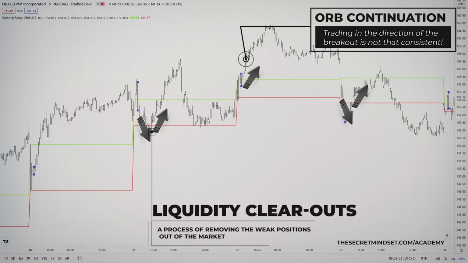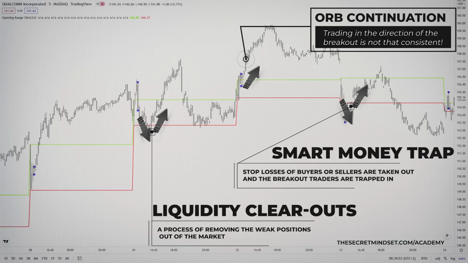Liquidity hunting can be explained as the process of removing the weak positions out of the market. Smart money will trap retail traders into the market at poor trade locations and then move against their positions, stopping them out. A liquidity hunt is basically an event where the stop losses of buyers or sellers are taken out and the breakout traders are trapped in. I've talked about liquidity clearouts in this video if you want to know more about this process.